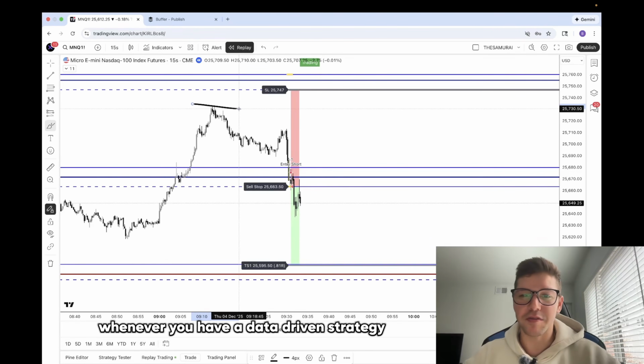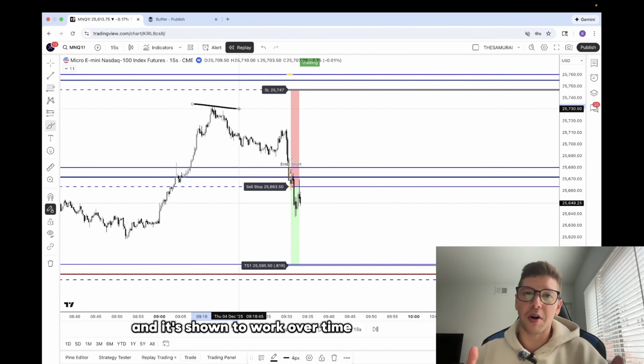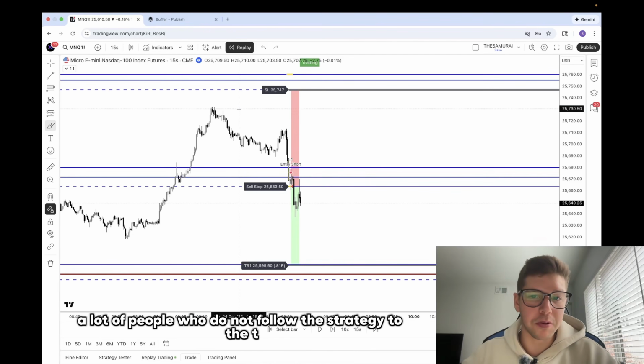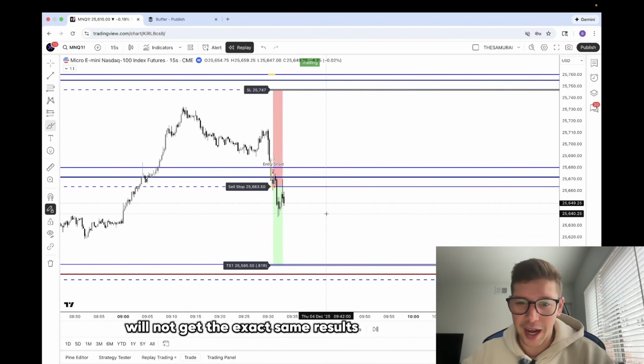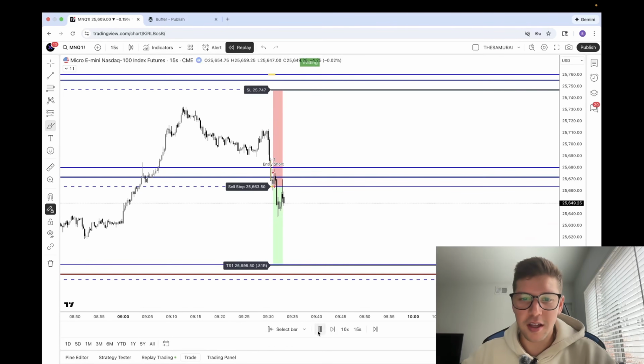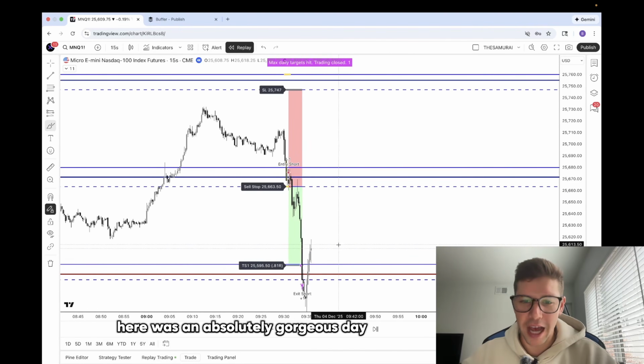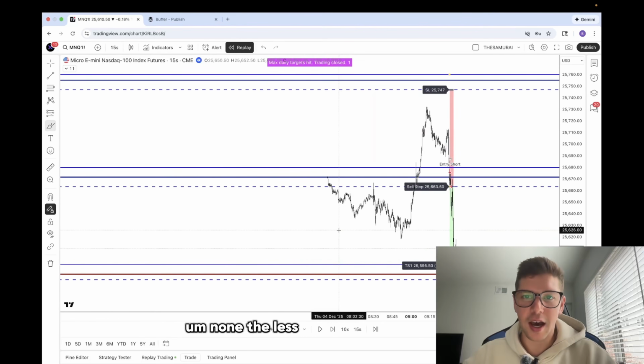Whenever you have a data-driven strategy and it's shown to work over time, you need to follow that systematic strategy to the T. A lot of people who do not follow the strategy to the T will not get the exact same results. Nonetheless, we hit TP in the matter of minutes here. It was an absolutely gorgeous day.